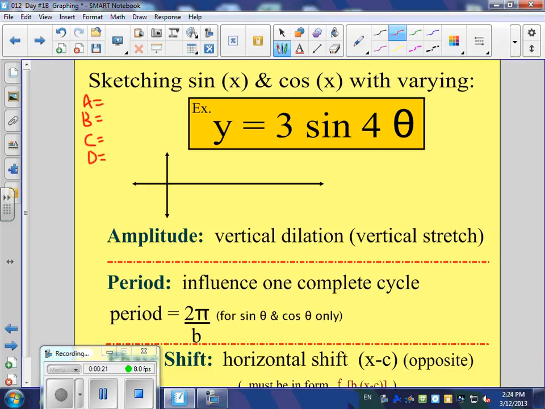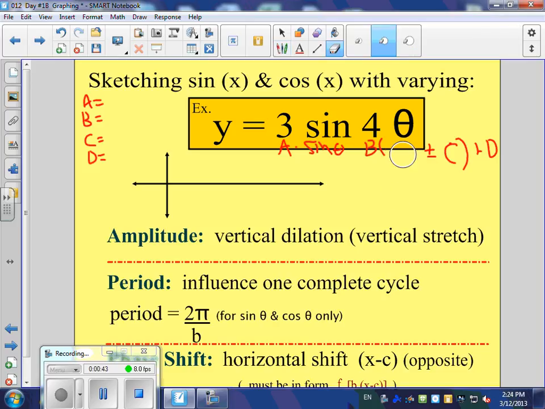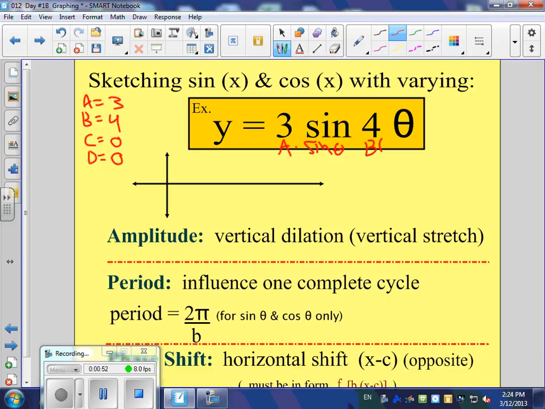These are constants that we're going to find in this equation. A is in front of sine, B is in front of the theta, and we're going to see that there's going to be a shift plus or minus C here, and then we're going to have a D, but we're not going to worry about that quite yet. We'll just wait on that. So A is 3 and B is 4. C we don't see yet, neither is D.